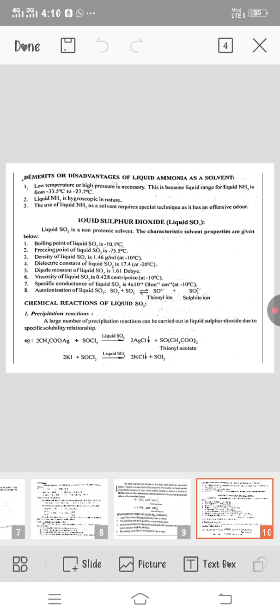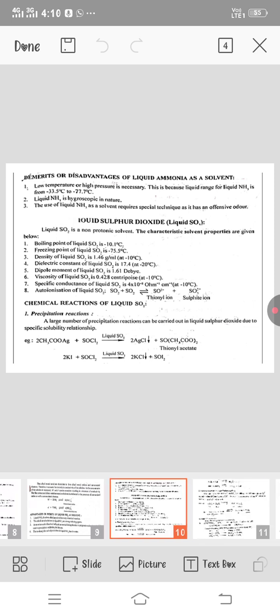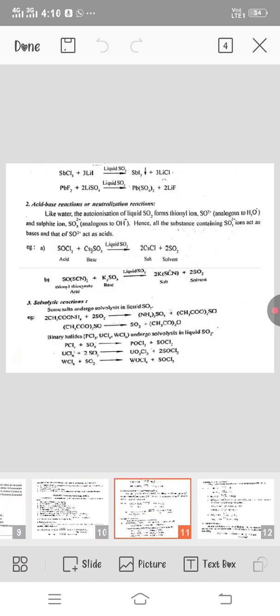Next, autoionization of sulfur dioxide: when SO2 reacts with SO2, it produces the thionyl ion and sulfite ion. Next, chemical reactions of liquid SO2. First one is precipitation reaction. A large number of precipitation reactions can be carried out in liquid sulfur dioxide due to specific solubility relationships. For example, when 2KI reacts with SOCl2 in the presence of liquid SO2, it produces 2KCl plus SOI2.